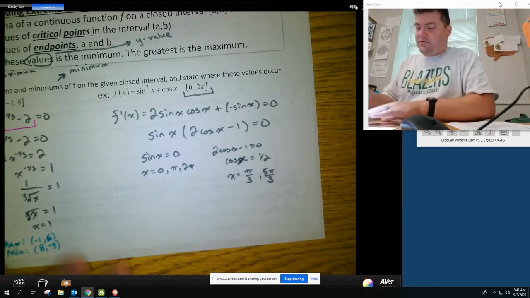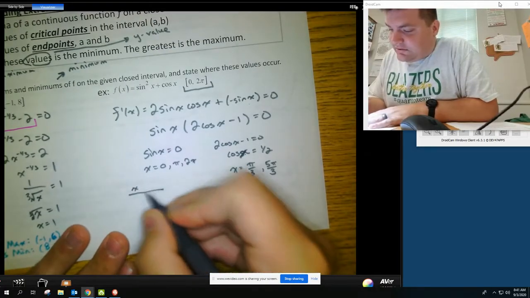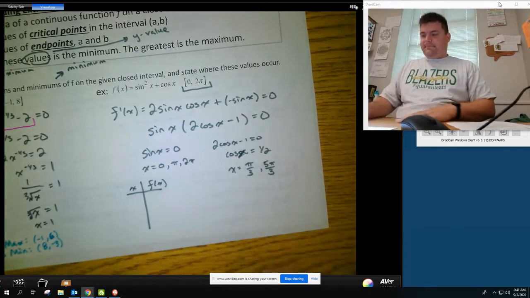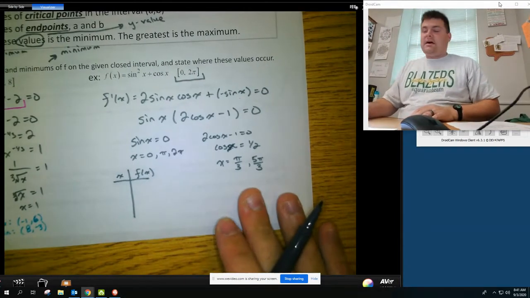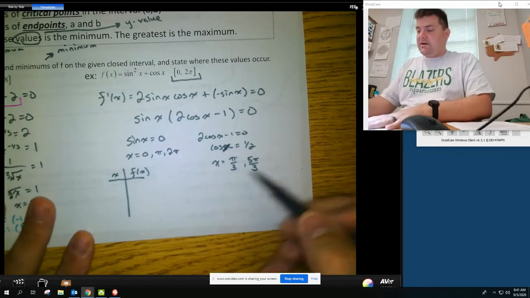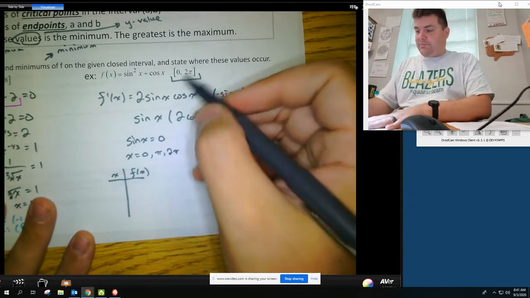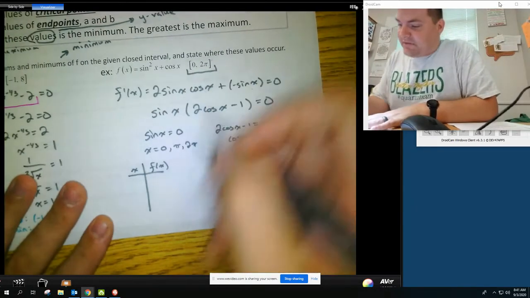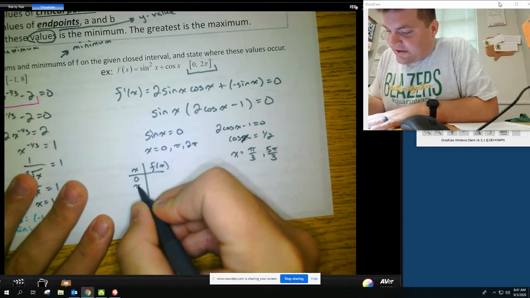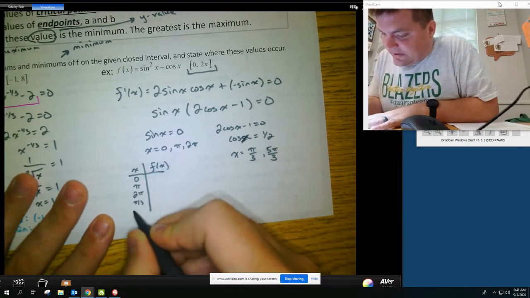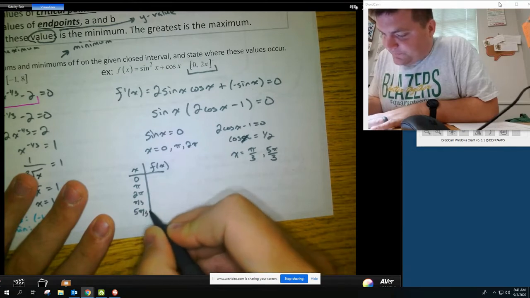So now, make my chart here, because I know I have all my points. I already said that there's no singular points. It's not undefined anywhere. So I have my 5 critical points, my 2 endpoints, and they overlap here. So that's no big deal. So I'll list everything out now. So I have 0, pi, 2 pi, pi over 3, and 5 pi over 3.